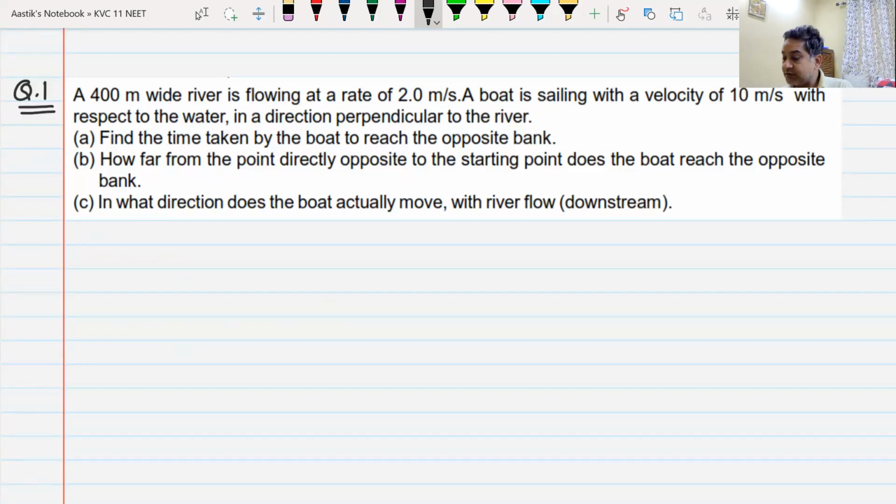A 400-meter wide river is flowing at the rate of 2 meters per second. A boat is sailing with a velocity of 10 meters per second with respect to the river in a direction perpendicular to the river. Find the time taken by the boat to reach the opposite bank. How far from the point directly opposite to the starting point does the boat reach? In what direction does the boat actually move with the river flow? Three things have been asked. I hope you can give me the answer. Your time starts now.